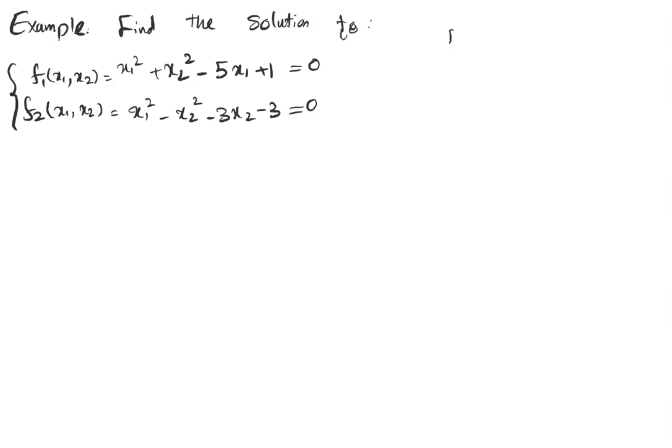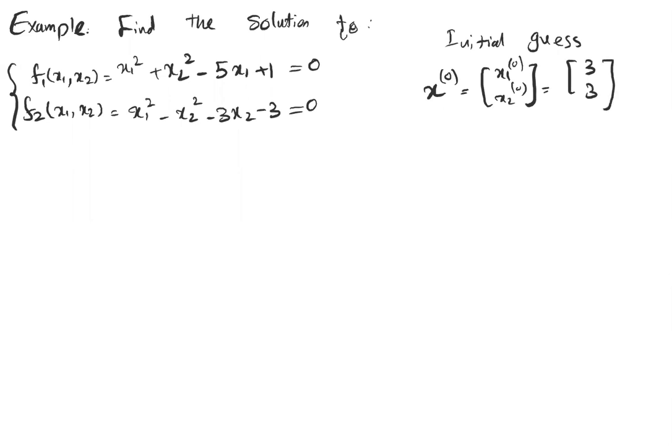So the initial guess, or the value of your variables at iteration 0, which is x1 at iteration 0, x2 at iteration 0, is equal to 3, 3. I'm just going to provide one iteration to give you an idea of how to calculate it when you have a case which is not one-dimensional.